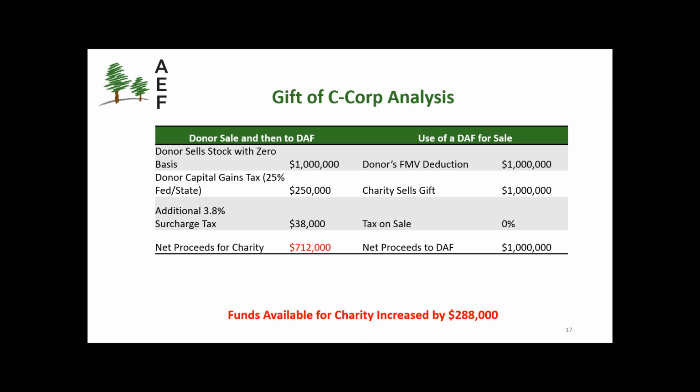The tax on the sale to the donor-advised fund is 0. 0 is a good number from a tax perspective. And now what are the net proceeds in the DAF? The full $1 million. So in this case, it's nearly a 30% pickup based on the assumptions by making the gift first rather than either selling the asset or having it under contract first, which would de facto be the same as a sale anyway.